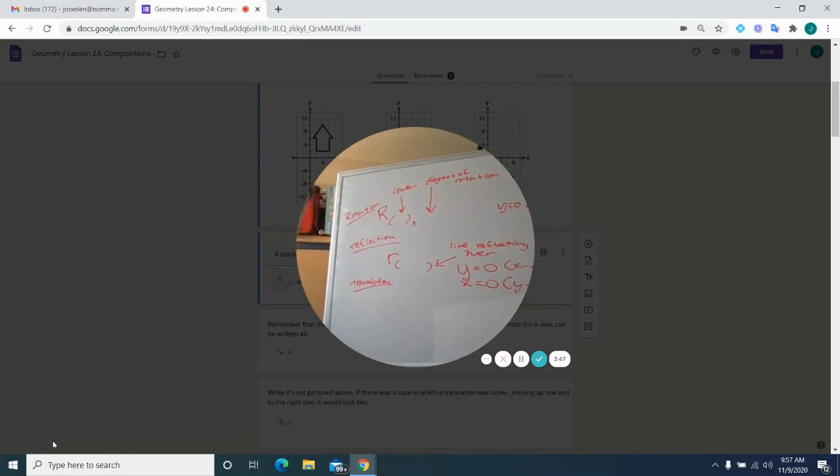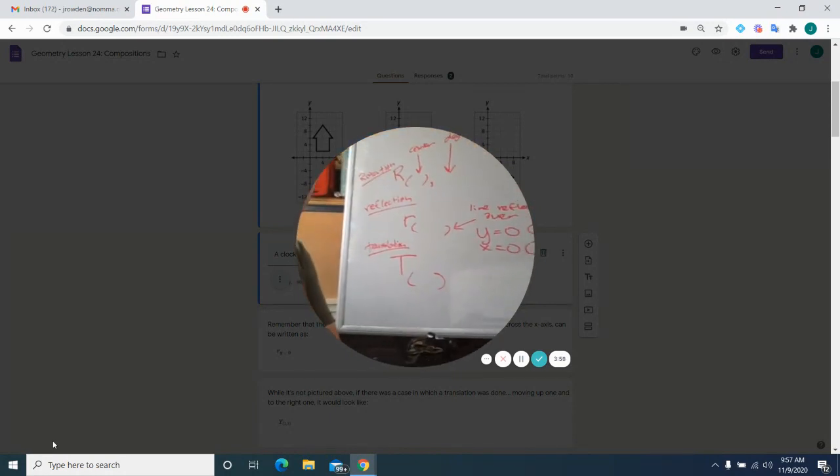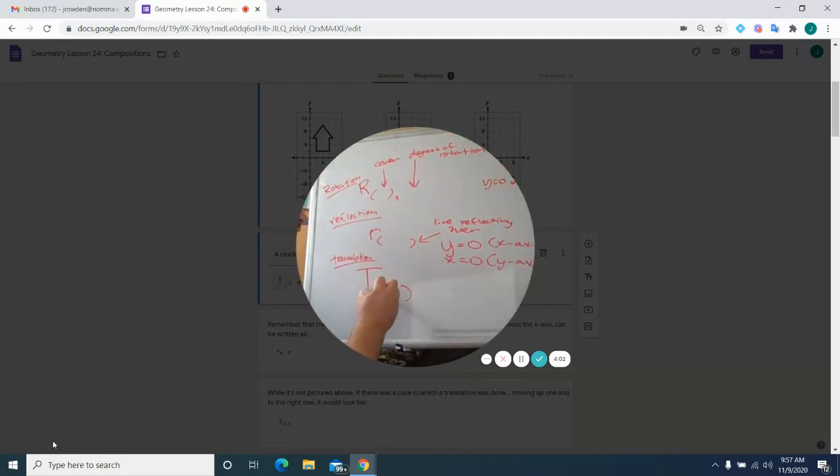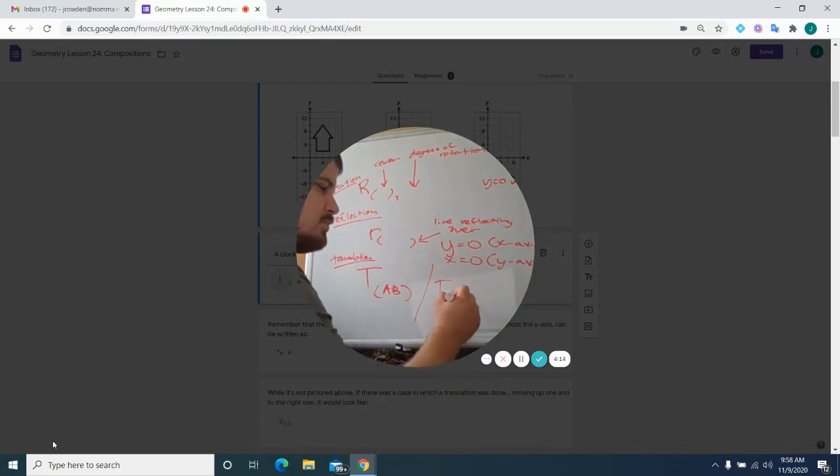And then lastly, translation. We're going to do capital T. And what we put right here is how much we are moving by. I'll give you two different examples. If I say T and I do AB, that means I'm moving by AB. So if AB is a certain segment, we just move by that direction. Or we could do T and put (2, 4). That would just be x goes to the right 2, y goes up 4. So that's how we're going to do these things.